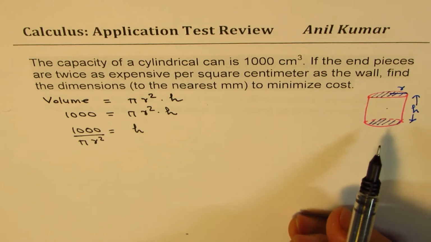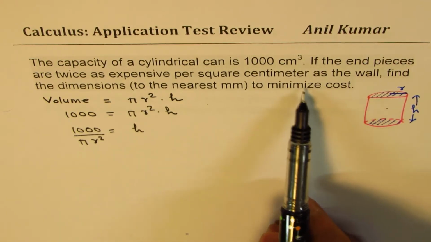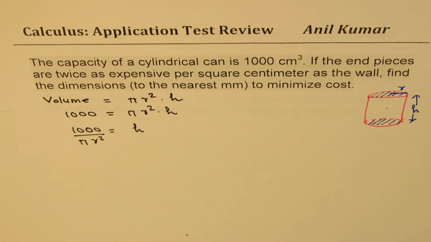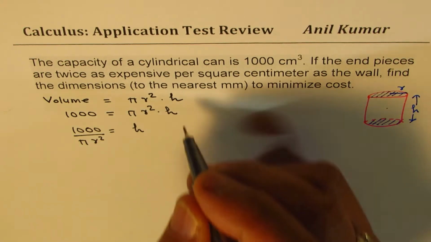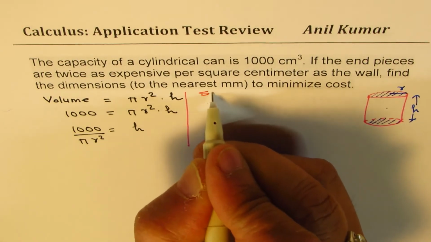Now the next part here is, we are actually interested in minimizing the cost. Cost comes from the material, right? So material cost means we have to look into surface area. Perfect. So now let's look into material cost, which is we have to figure out surface area.